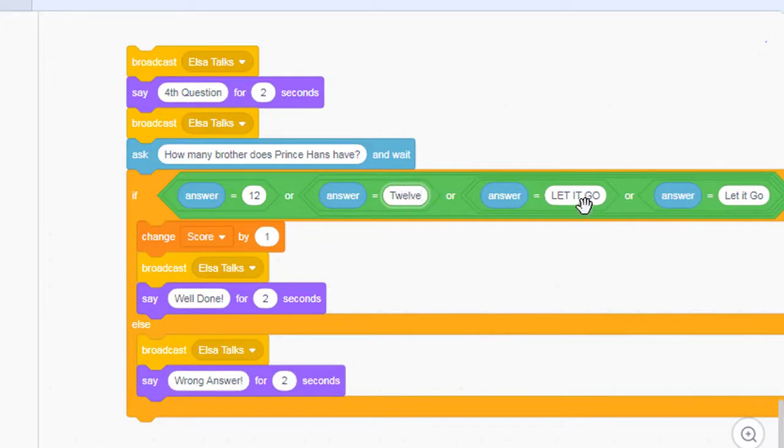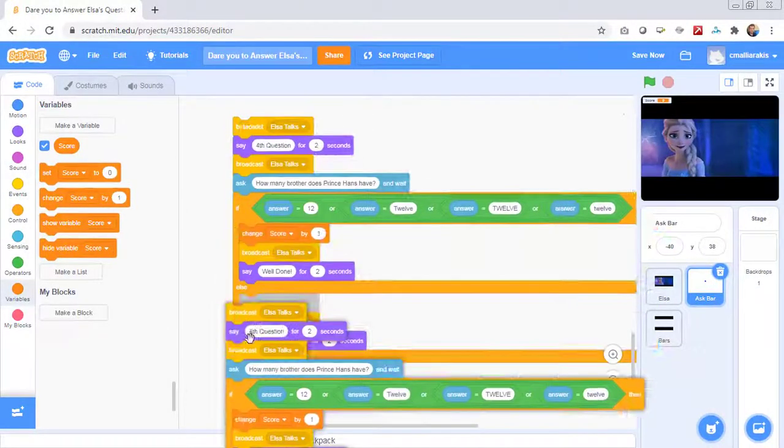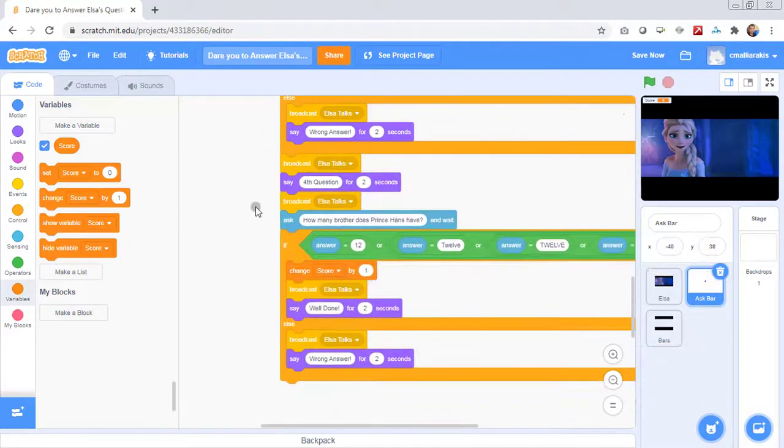12. So this is the fourth question. I will duplicate it again. Take the fourth question, drag it and drop it right here.